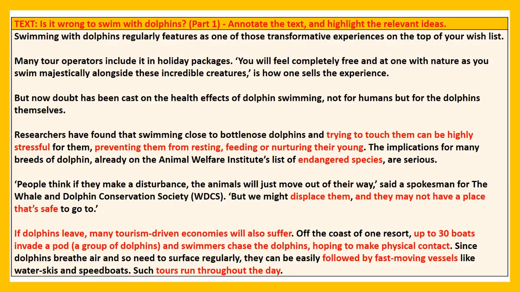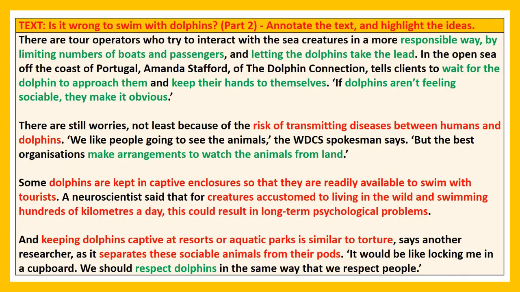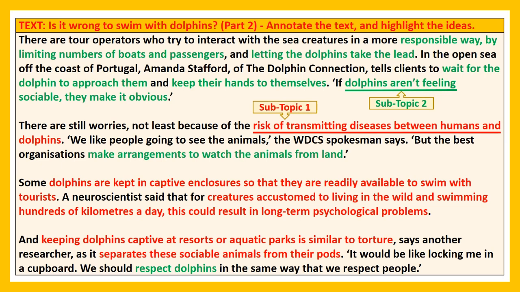Carefully read and annotate the text, highlighting the relevant ideas according to the subtopics. Use color coding to differentiate each subtopic. For example, use red for subtopic 1 and green for subtopic 2. Read the second part of the text and annotate it to highlight the relevant ideas. Use the same color coding as you did for the first part.